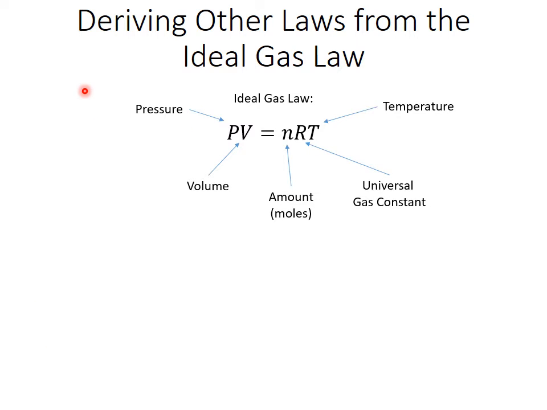To review the ideal gas law, you've got PV equals nRT, where P is pressure, V is the volume of the gas, n is the amount, usually given in moles, T is the temperature, and R is the universal gas constant. R's value is going to depend strongly on what the units are for these other four variables. So whenever you use the ideal gas law, just double check and make sure that you're using the correct R value.